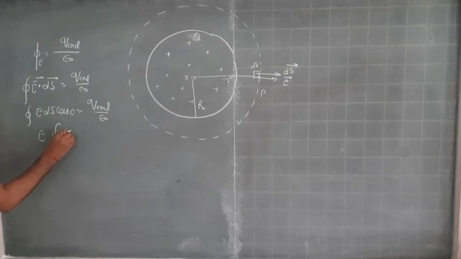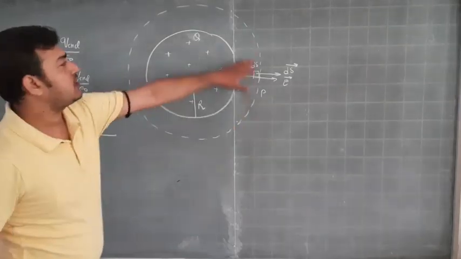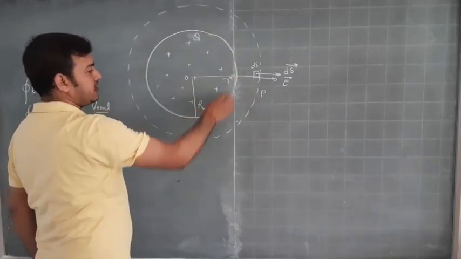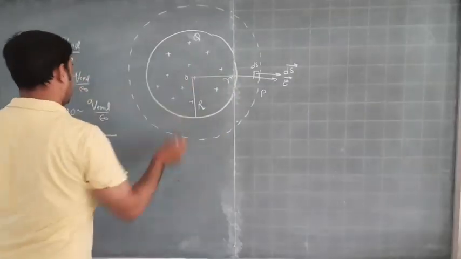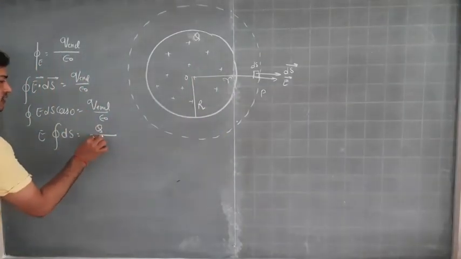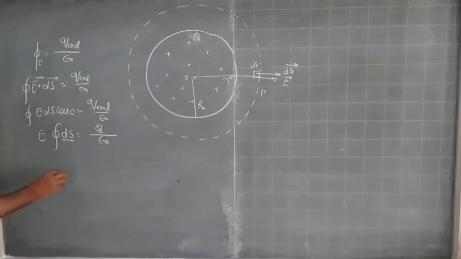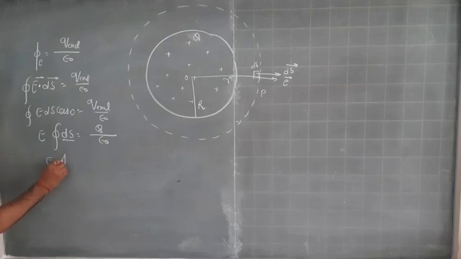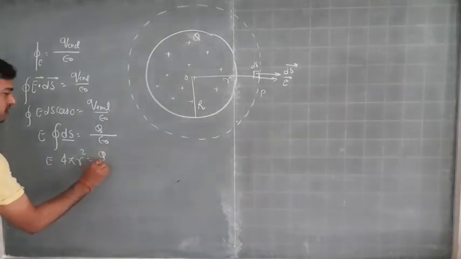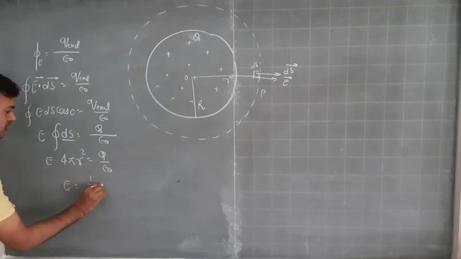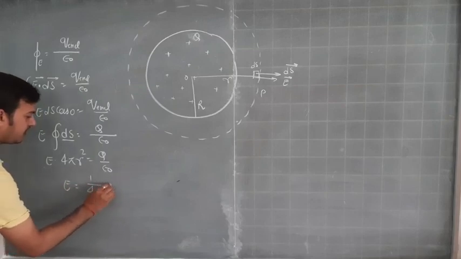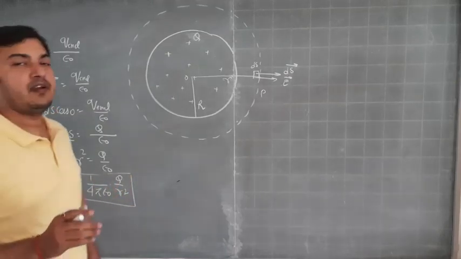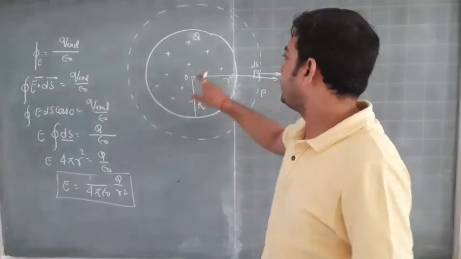Now the charge inside this Gaussian surface is the net charge on this non-conducting sphere, and that is Q. So I will write the enclosed charge as Q divided by epsilon naught. This ds integral is nothing but the area of this Gaussian surface, which has a radius of r. So this is E times 4 pi r square equals Q by epsilon naught. On simplifying, this gives E equals 1 by 4 pi epsilon naught Q by r square, and this electric field is exactly the same as the electric field due to a charged shell.